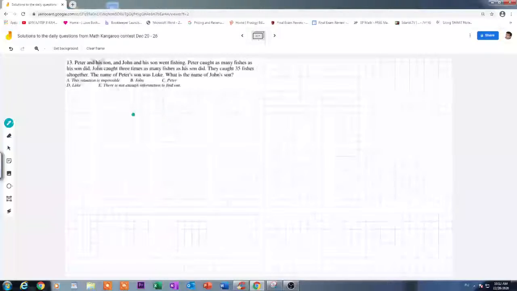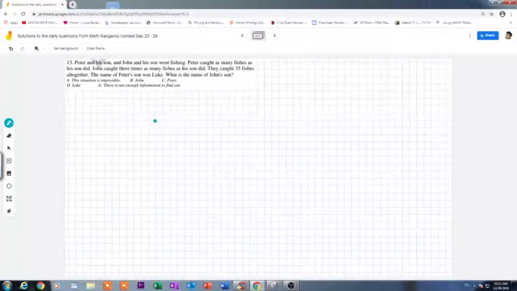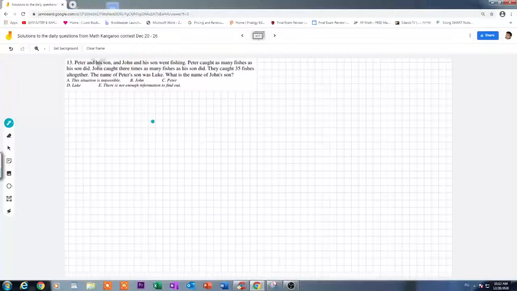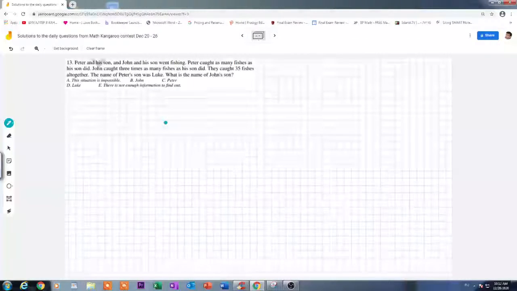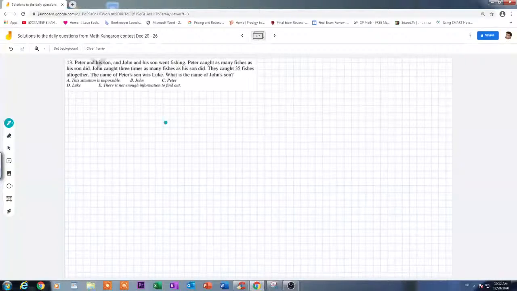Next question. John and his son Peter and his son went fishing. Peter caught as many fishes as his son did. John caught 3 times as many fishes as his son did. They caught together 35 fishes. The name of Peter's son was Luke. What was the name of John's son?